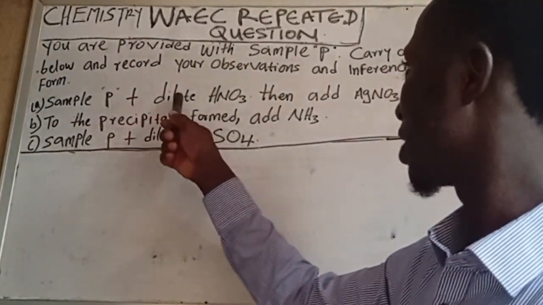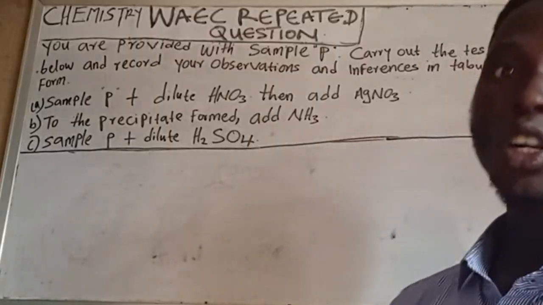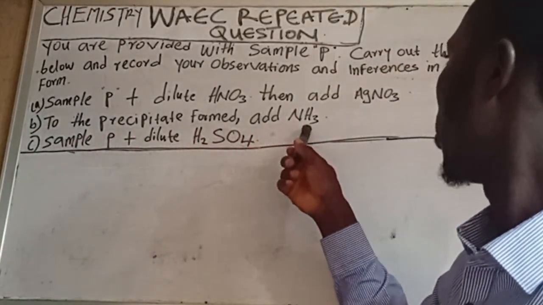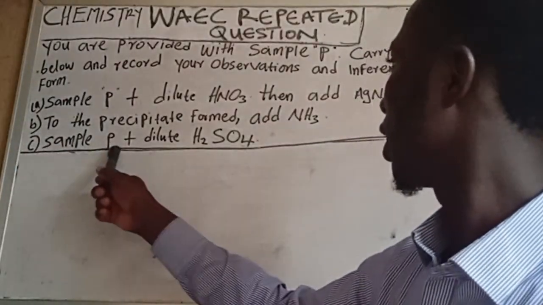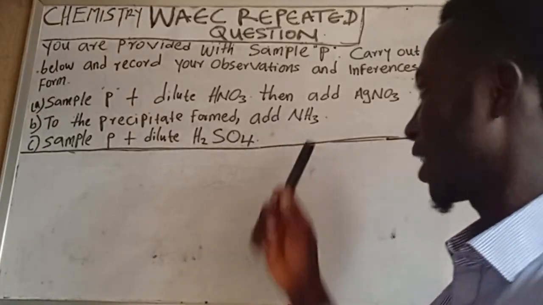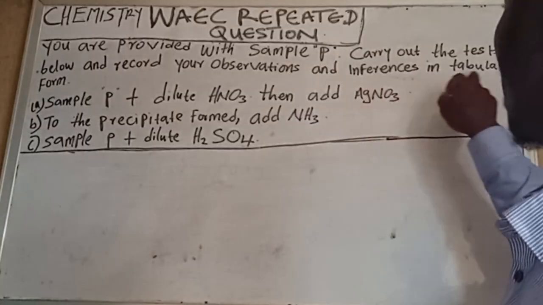A. Sample P plus dilute nitric acid, then add silver nitrate. B. To the precipitate formed, add ammonia. C. Sample P plus dilute tetraoxosulfate(VI) acid. And the question, if you can understand it, is that you should make a tabular form.